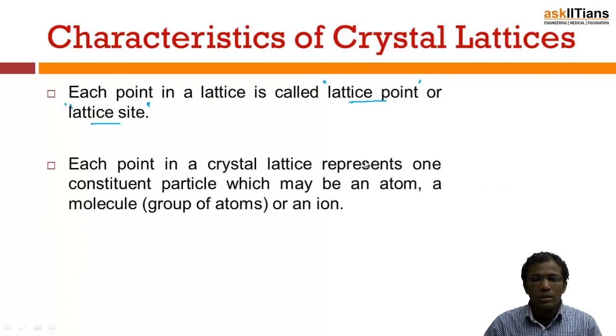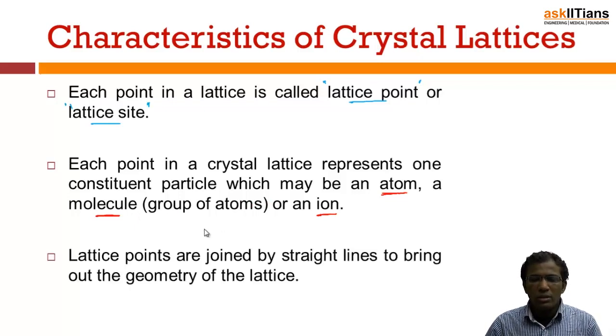The second important characteristic is that each point in a crystal lattice represents one constituent particle, which may be an atom, a molecule, which is a group of atoms, or an ion. As I said already, the particles are atoms, molecules, or ions. This is one more important thing.